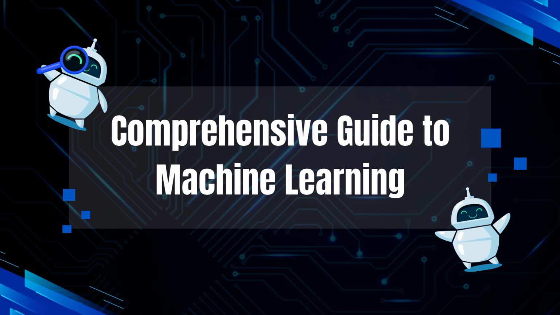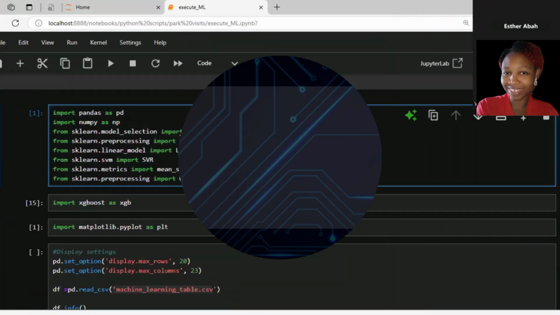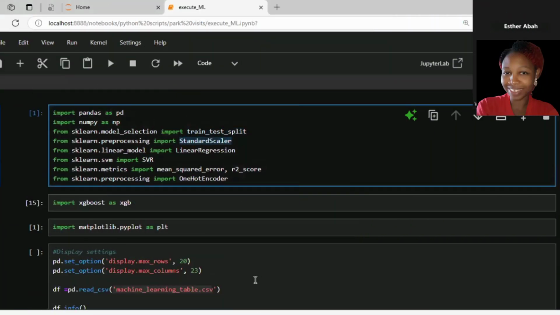Today we'll be looking at the other libraries in the scikit-learn library. In our last video we looked at the train test split function in our scikit-learn library for machine learning. So in this video we'll look at the other libraries. Stay tuned. The next function is standard scaler.